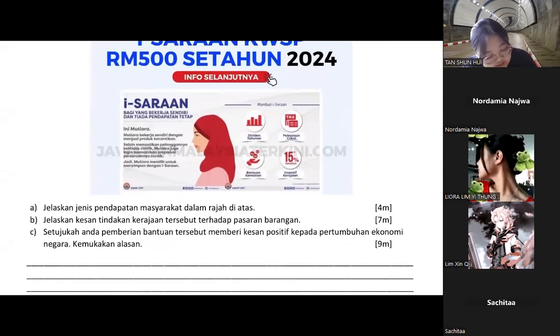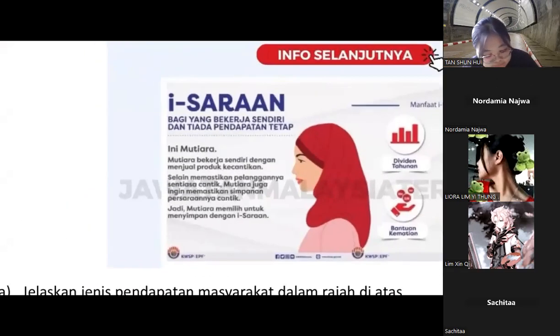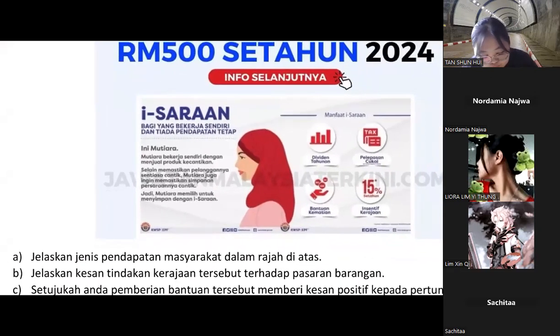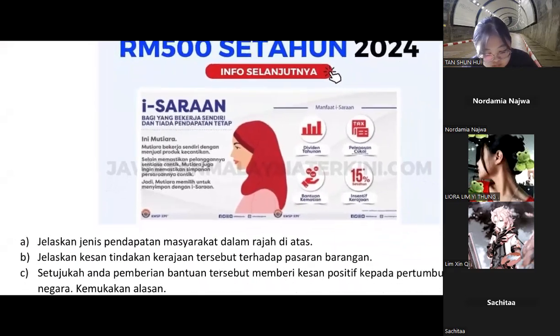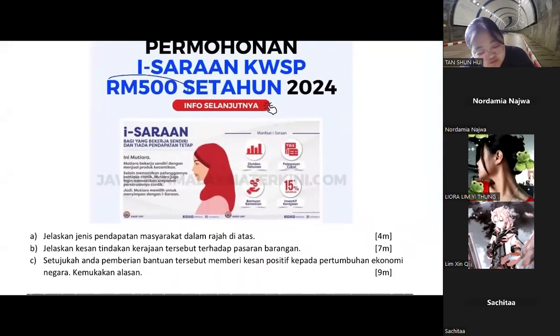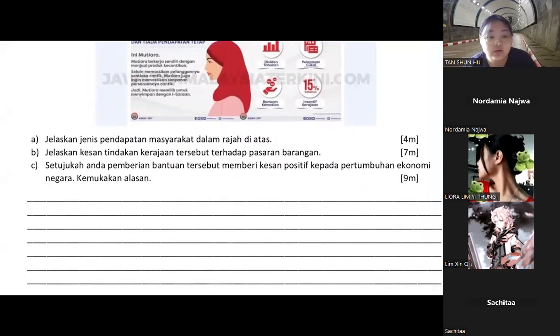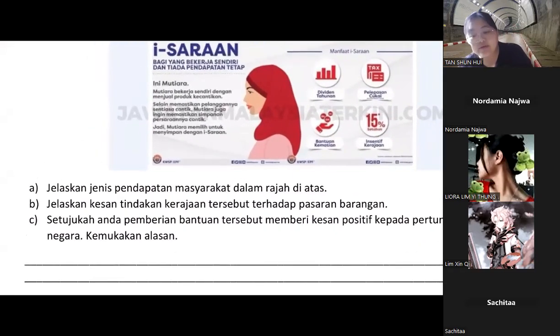And they say jelaskan pendapatan masyarakat di atas. Now, this one normally is to somebody who is given 500. We can request for 500. So this 500 is what? To us, what income is this? I request this 500. What income is it?